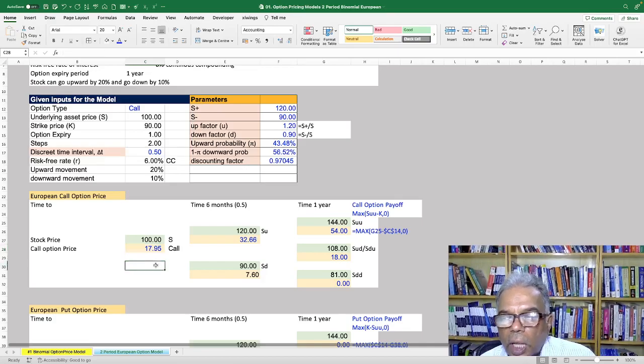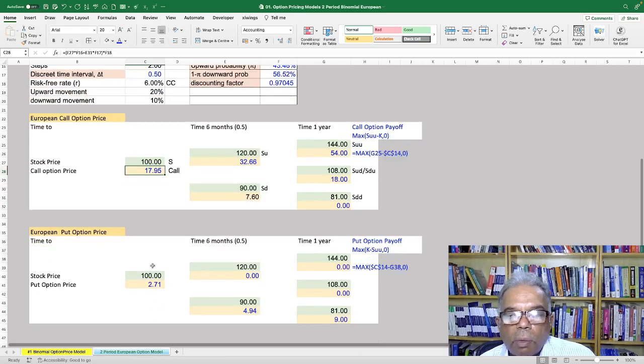So roughly we can check whether the option price calculation is correct, because the current stock price is 100 and the strike price is 90. So you can see that 100 minus 90, the intrinsic value, is 10 rupees. So the option price has to be greater than 10. So the call is in the money, and the 7.95 will be the time value. So roughly we can say the calculation is correct.